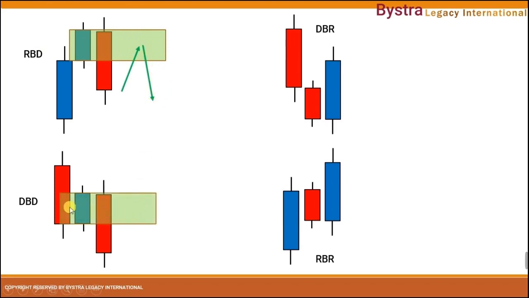The same goes with Drop Base Drop. This is also a supply zone. Price comes in and continues on the downtrend. Remember guys, all we mark is the base only.